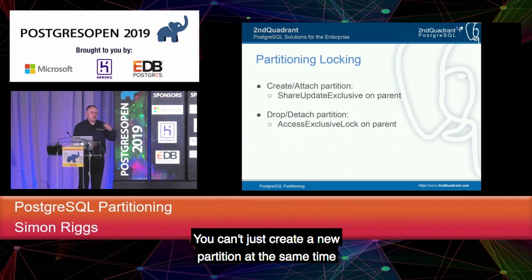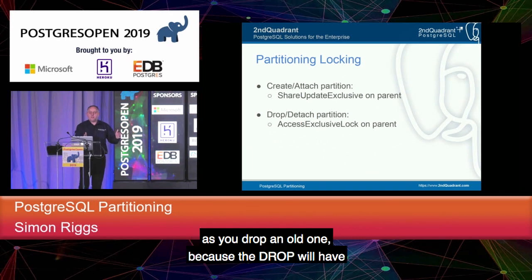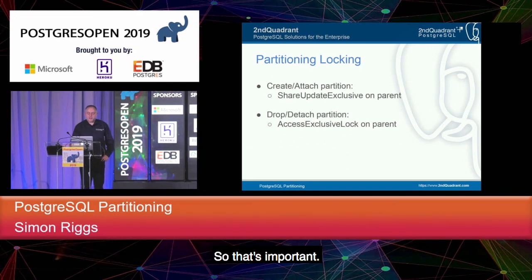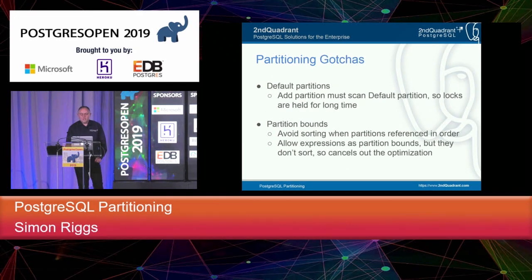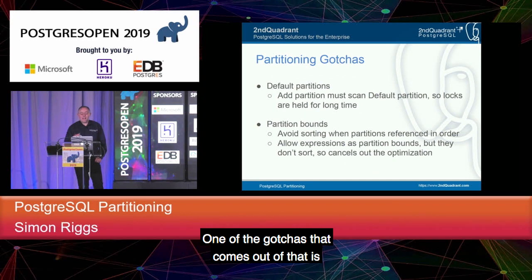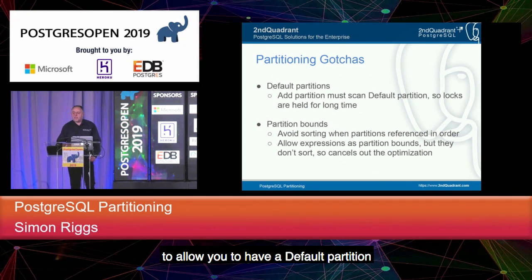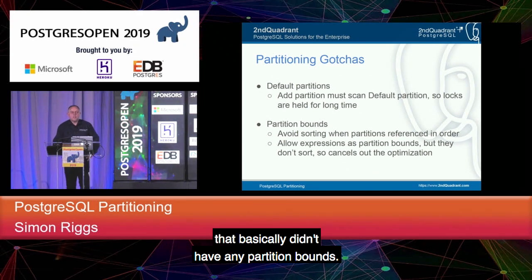You can't just create a new partition at the same time as you drop an old one, because the drop will have different locking effects to the create. So that's important. One of the gotchas that comes out of that is that Postgres 11 added a feature to allow you to have a default partition that basically didn't have any partition bounds.